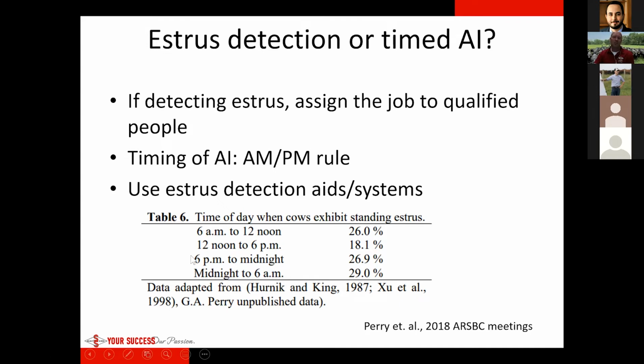when it gets dark at 6 p.m. at night and doesn't get light until 6 a.m., 55% of those cows are showing heat over that time frame. If we're not using an estrus detection aid, if we're not using an estrus detection system, we're going to miss out on those cows unless somebody is committed to go out there with some sort of a light source and identify those cows that are standing in heat overnight.